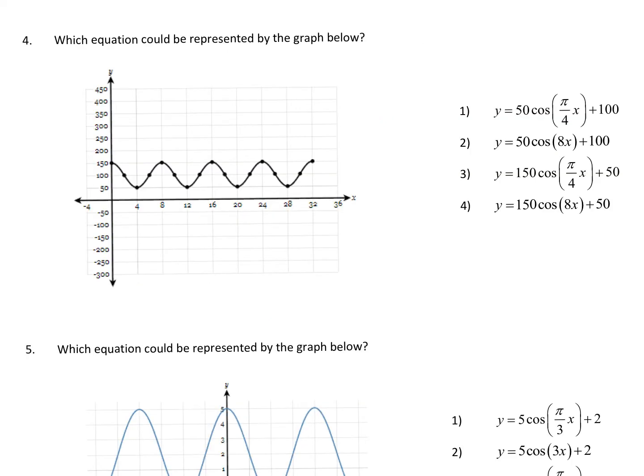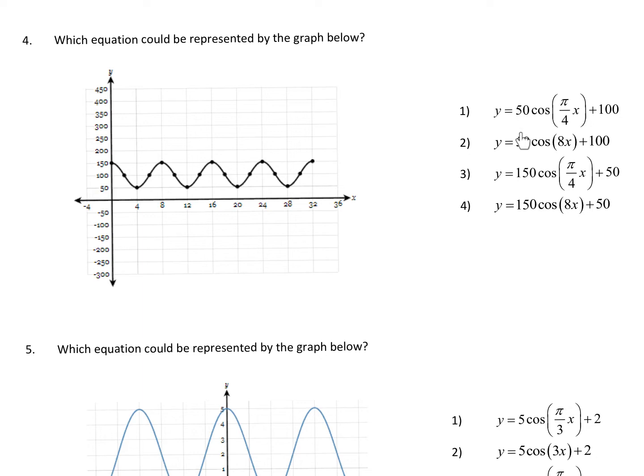Okay, number 4, which equation could be represented by the graph below? So first thing, if you look at all of these equations, none of them contain a horizontal shift. That being said, because our graph is starting at the maximum, dropping down and ending off a cycle at a maximum, this is our cosine curve. Now, they all say cosine, so that unfortunately isn't going to help us. So let's look at all these individual characteristics.